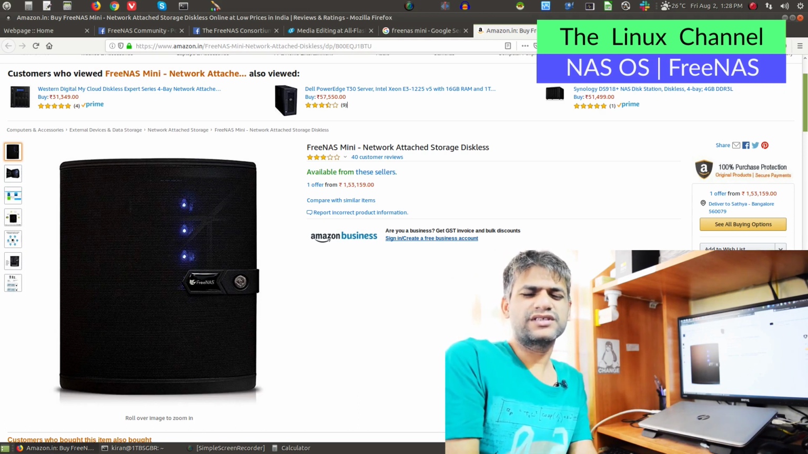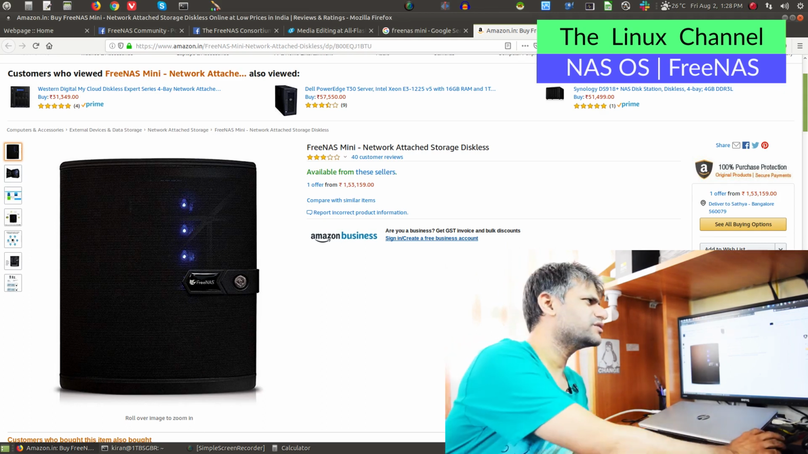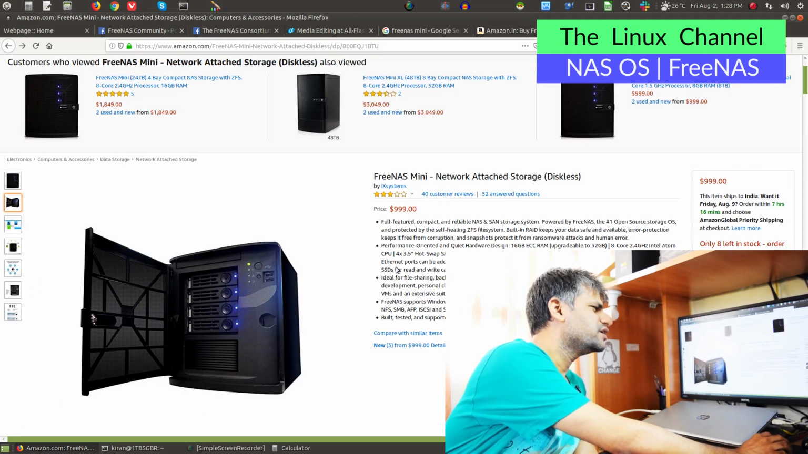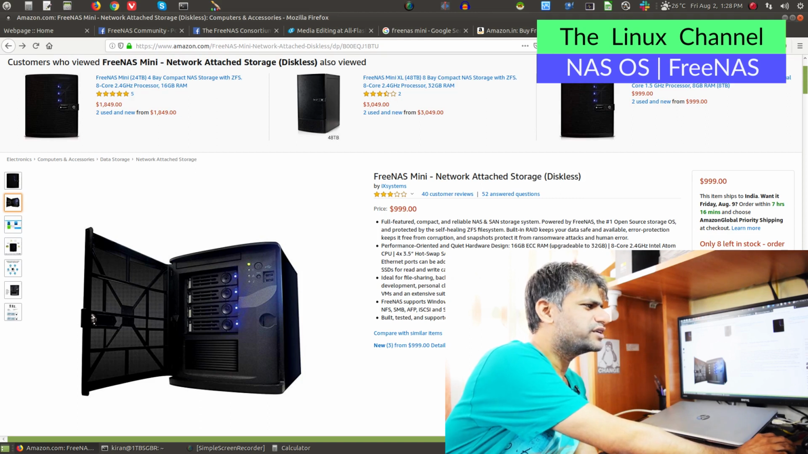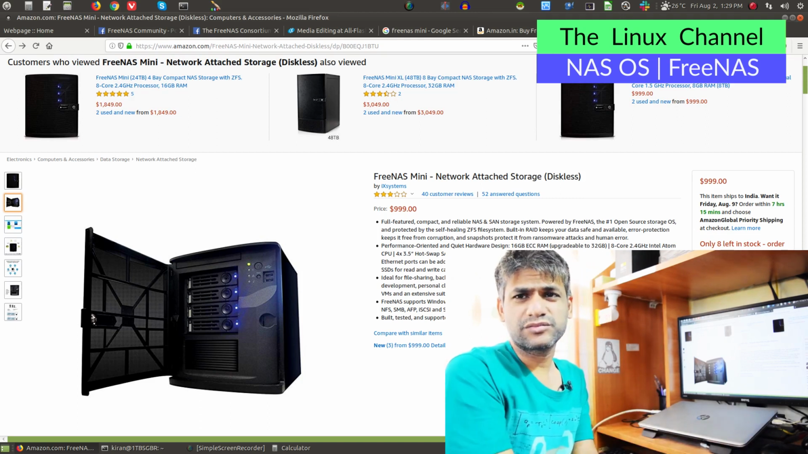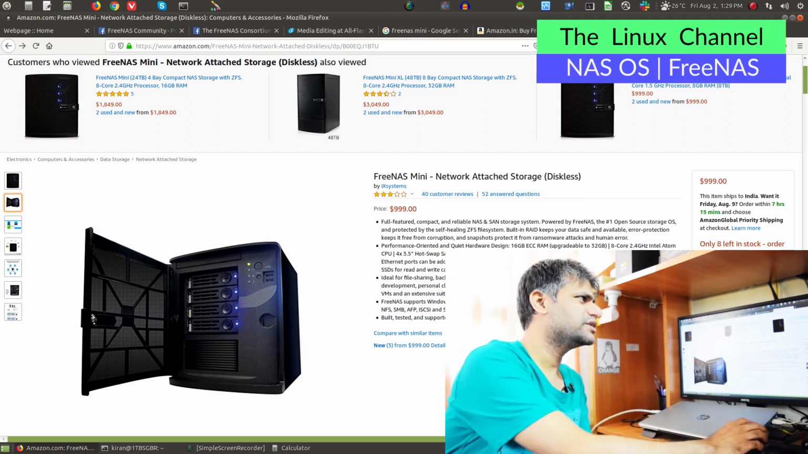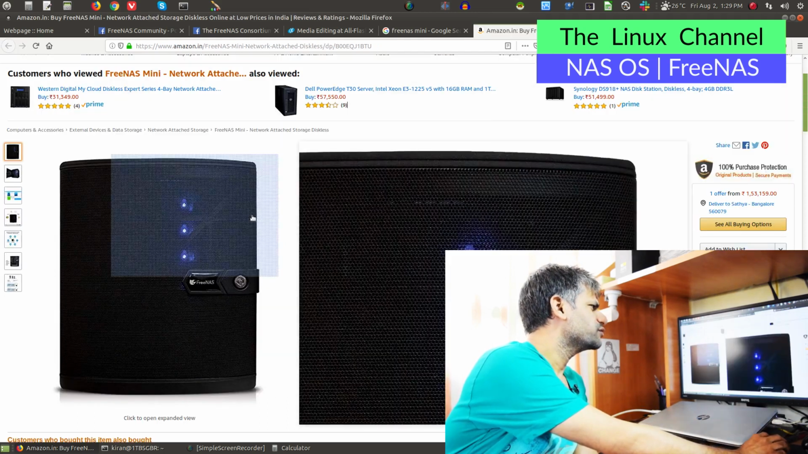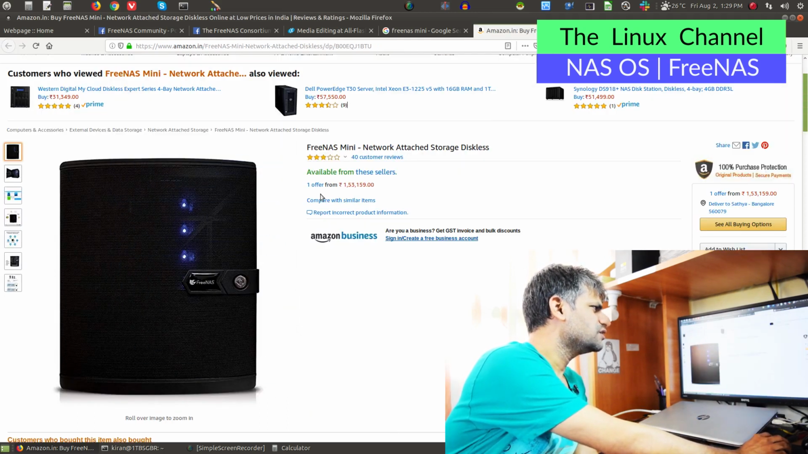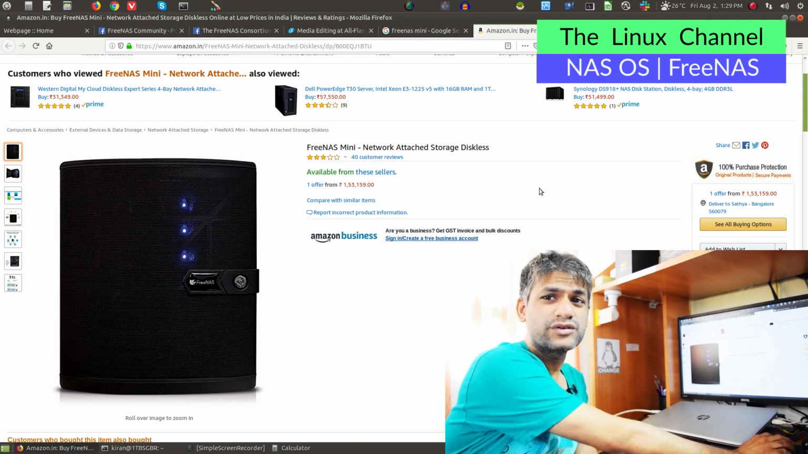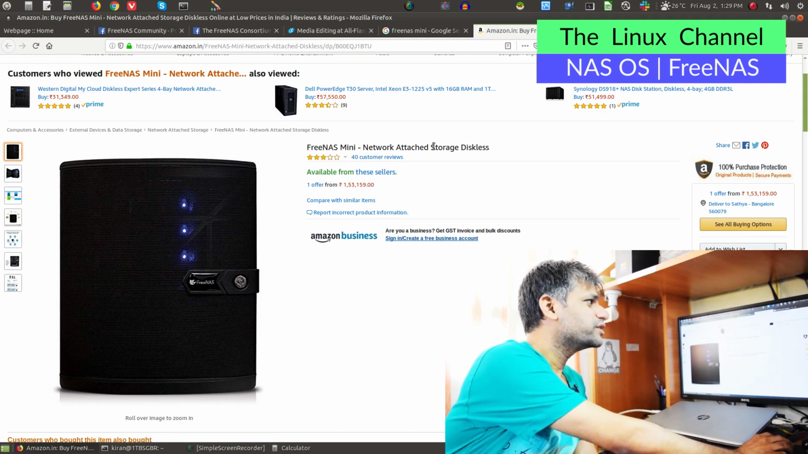I'm not sure what the supply chain is, or who is importing and distributing here. Of course, there is one more option: you can buy in the US on Amazon.com and select ship to India. That option is also available. But on the other side, Indian vendors and suppliers sell at these ridiculous prices, and note this is not including the disks.